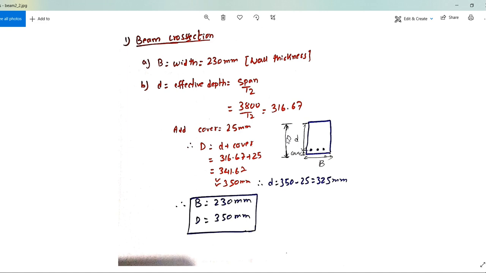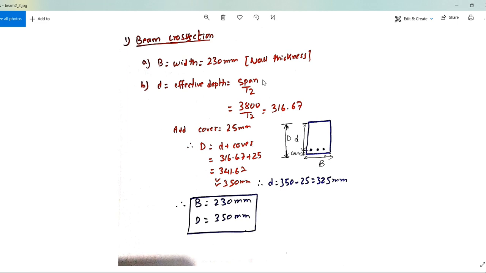Capital D, that is total depth, is the distance from the top fiber to the bottom fiber of a cross section of a beam. Small d, that is effective depth, is the distance from the top fiber to the center of reinforcement. Similarly, cover is the distance from the center of reinforcement to the bottom fiber. Our calculations solely depend on this small d, the effective depth, so we have to find its value.